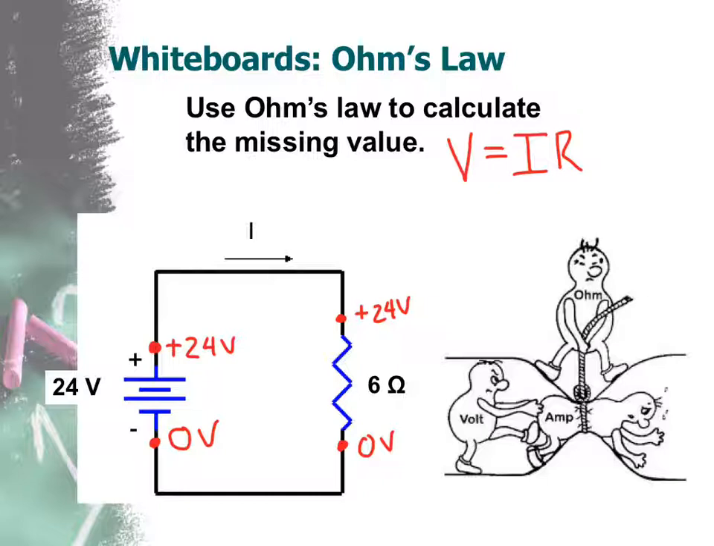So we have a change of voltage across the resistor of 24 volts. So we can write 24, and then we're looking for the current. The resistance of the resistor is 6 ohms. So if I solve this for I, I get 4 amps, or 4 amperes.